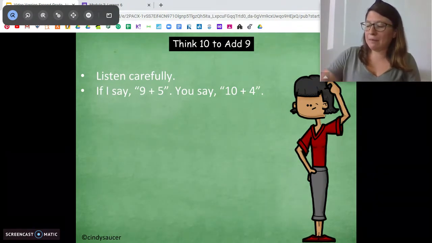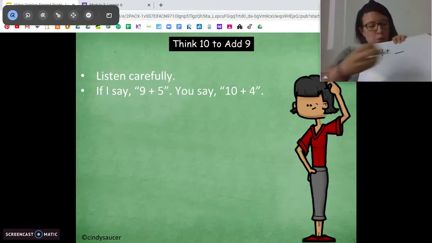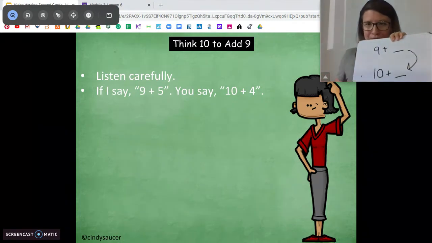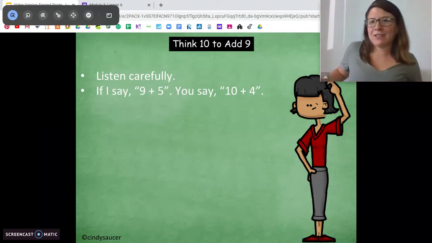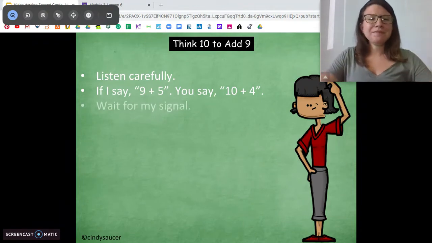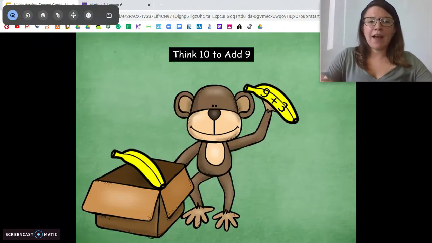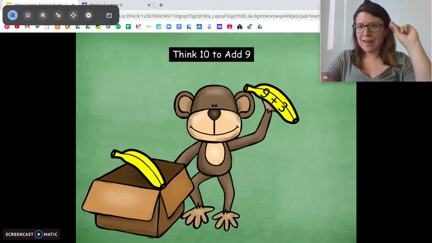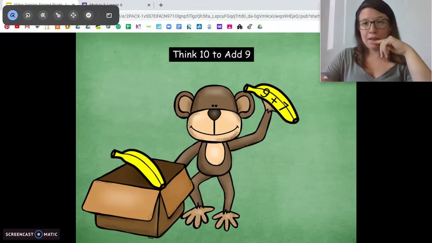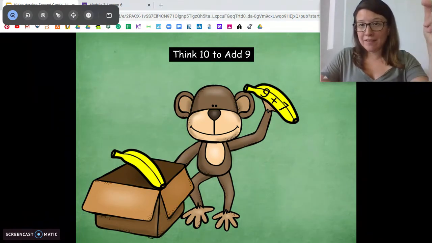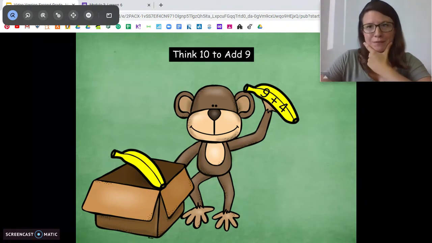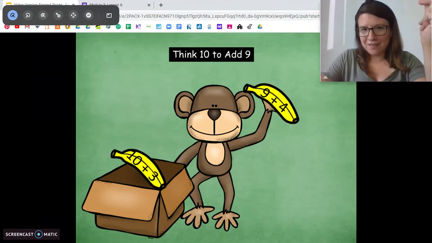You're going to take 9 plus and switch it to 10 plus. Okay, I'm going to give you the 9, you give me the 10. As fast as you can. Here we go. You'll probably start to notice a pattern. Let's go. If I give you 9 plus 3, you get 10 plus 2. Awesome. If I give you 9 plus 7, you say 10 plus 6. Good work. If I give you 9 plus 4, you say 10 plus 3.